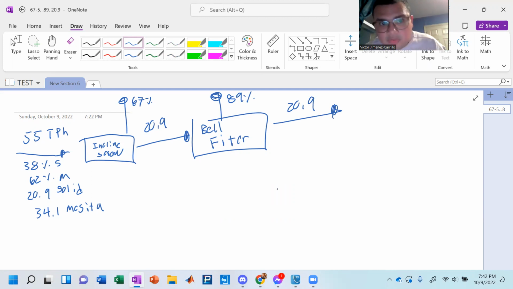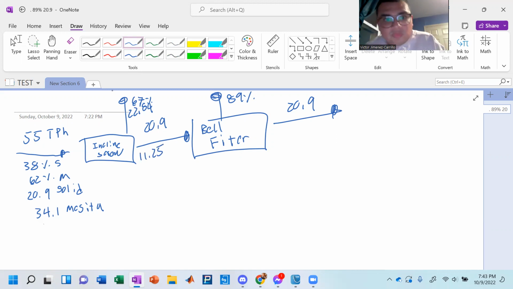So how much moisture is being removed from the system? For the first incline screw, 67% of the moisture is being removed. So that is 34.1 multiplied by 67%, which gives you an answer of 22.84 of moisture being removed. So then you do 34.1 minus 22.84. That is what's coming out, and that is 11.25 weight of moisture coming out of the system.